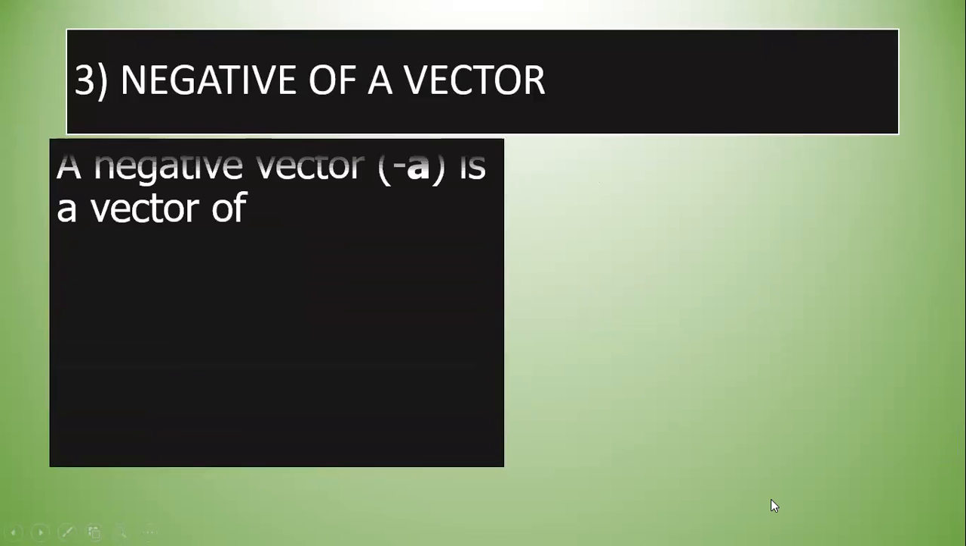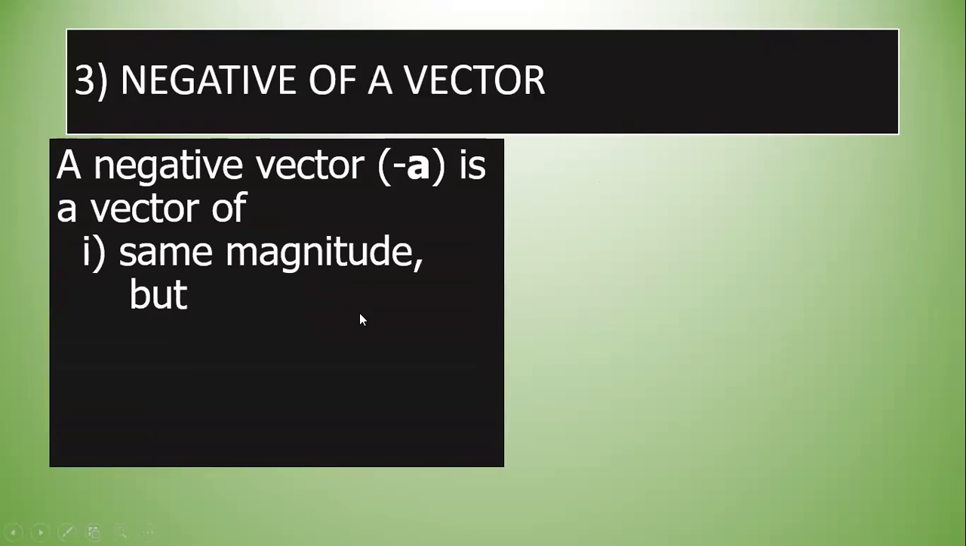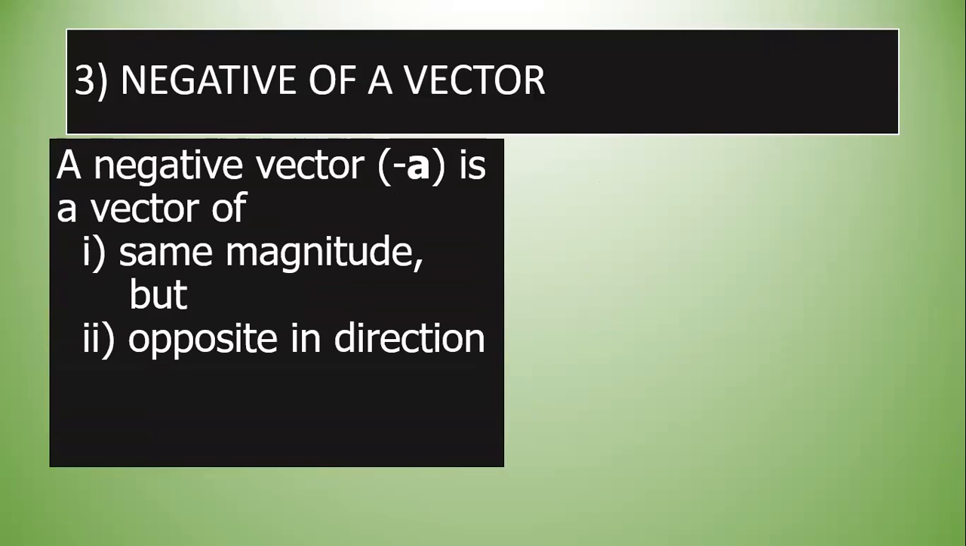Negative of a vector. We write it as negative A. If A is a vector, then negative A has the same magnitude as A, but opposite direction. Negative means opposite direction. If that's your A, then we just draw the same length, but in the opposite direction, minus A.